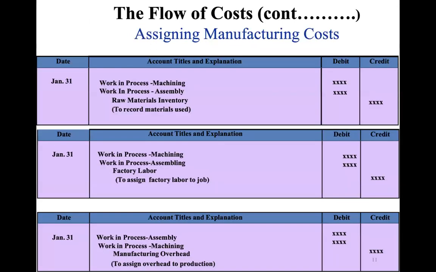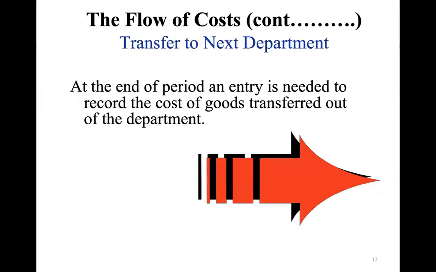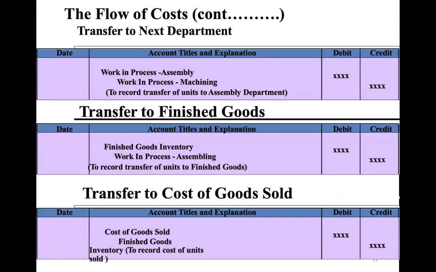Once these manufacturing costs are assigned to the processes, you need to transfer them to the next department, right? At the end of the period, an entry is needed to record the cost of goods transferred out of the department. So when they are transferred to the next department, what is the double entry? First, process 1, machining, will have a credit value, and it will be removed and taken to process 2, which is the assembly department. So that is how we keep accounts when we are transferring to the next department.